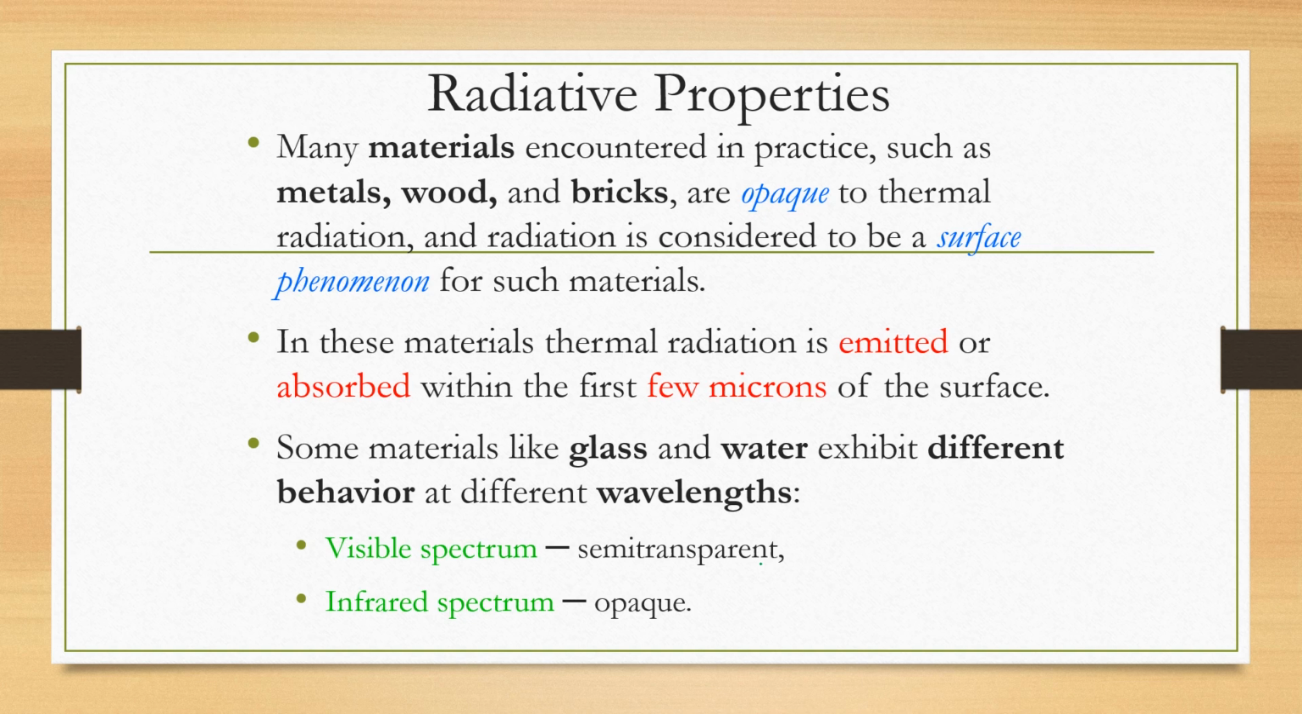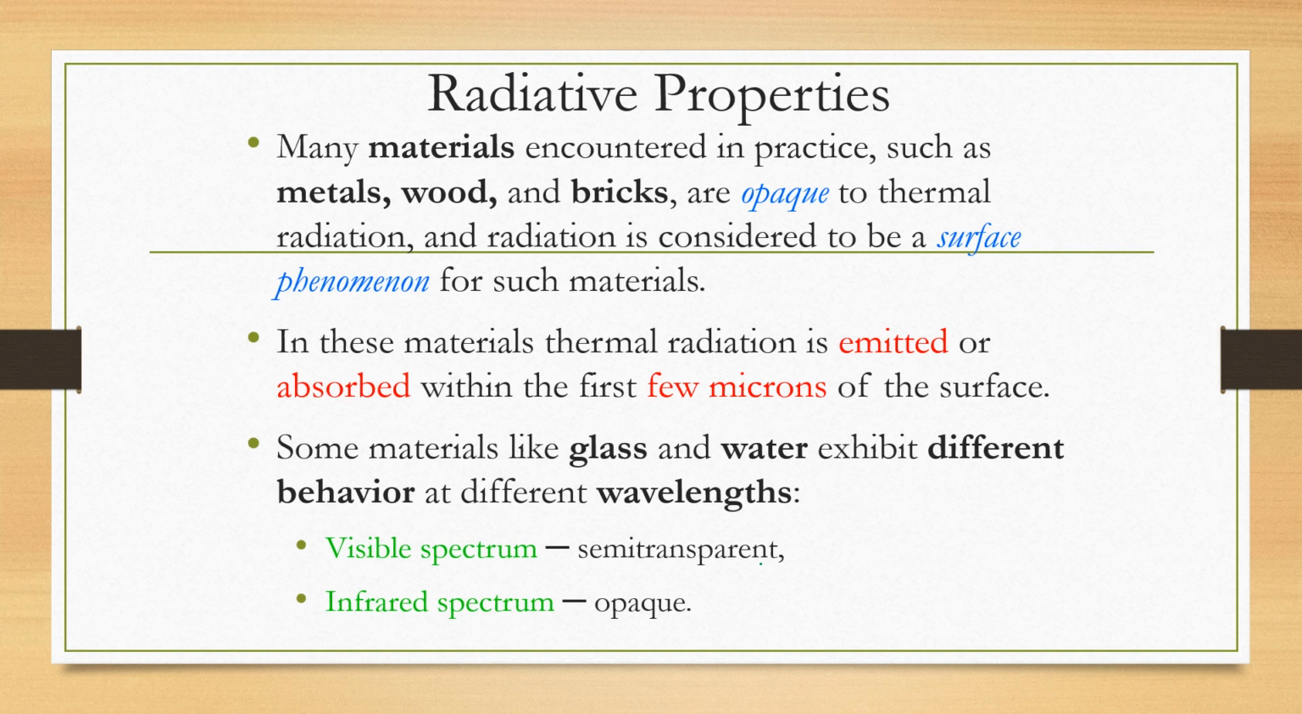So right now we are only considering the surface phenomenon, to make it easier for you to understand the radiation and to calculate the radiation emissive power. In these materials, thermal radiation is emitted or absorbed within the first few microns of the surface. We know that the thermal radiation, the incident rays, will be absorbed, transmitted, or emitted. Some of these incident rays will be absorbed by the materials.